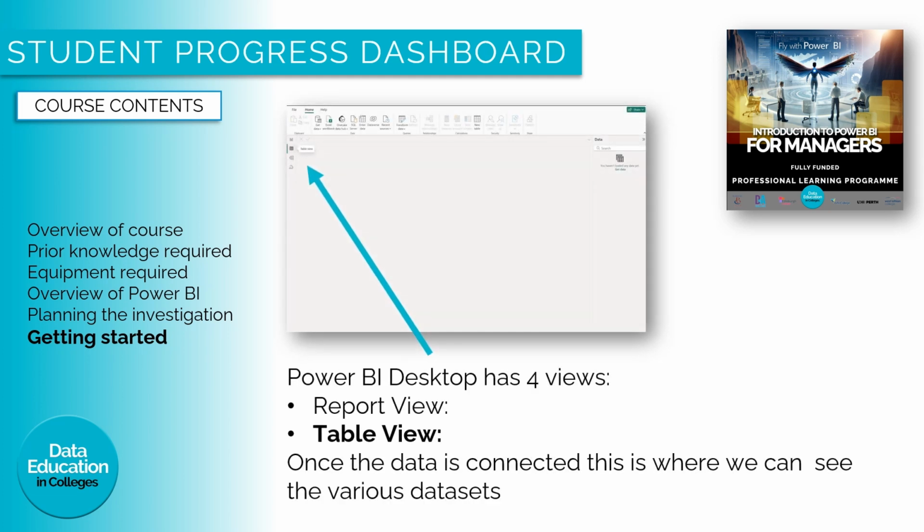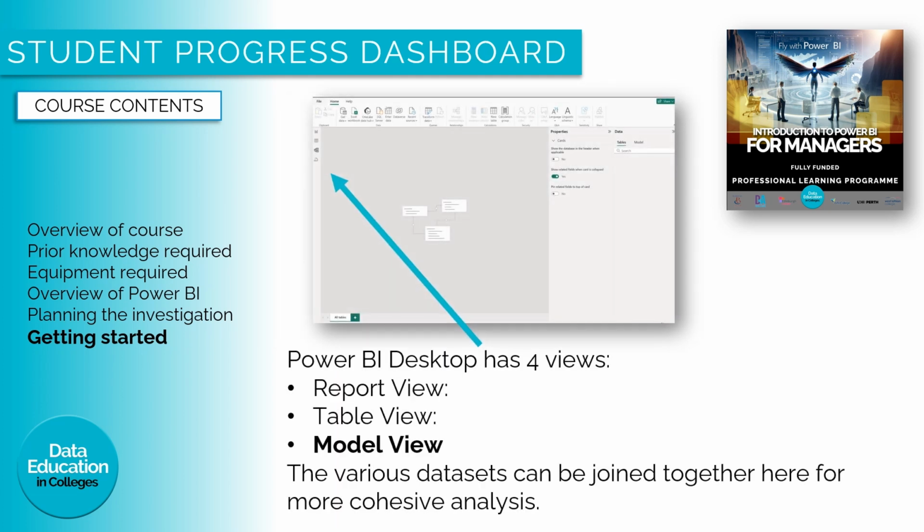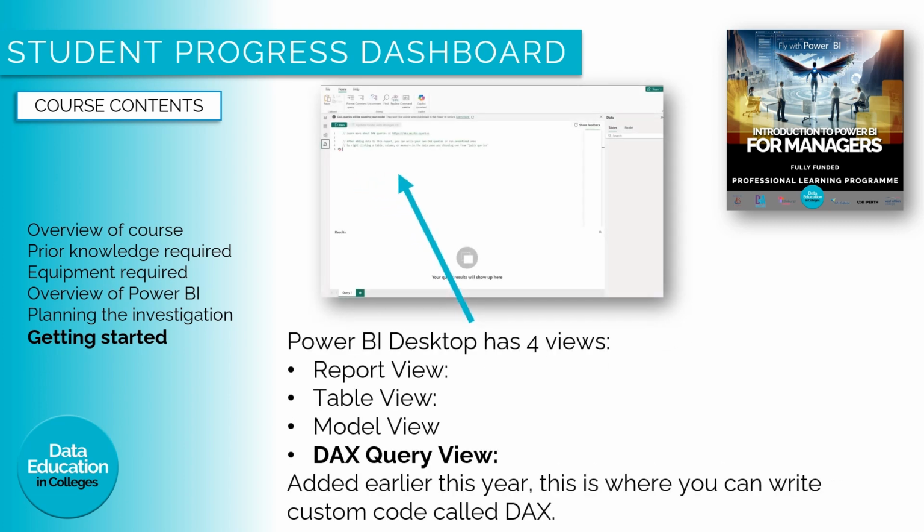Next one down is table view. So once we connect to our data sets, that's where we see it. We've then got model view. Model view is where it gets quite powerful. You start joining data sets together. The last one's been a fairly new addition. It's called DAX query view. We're not going to touch on that today, but that's where you can add your own custom code.